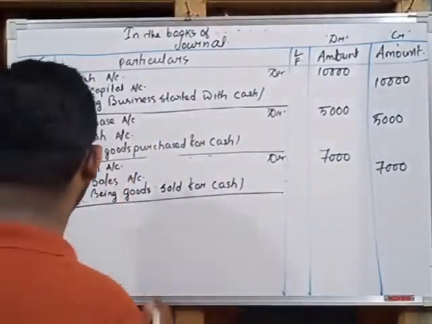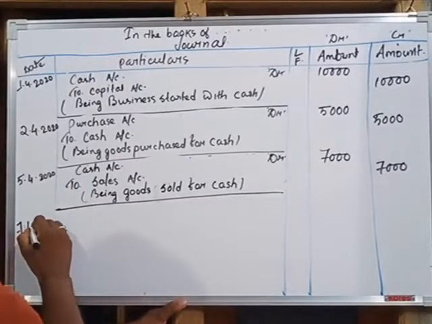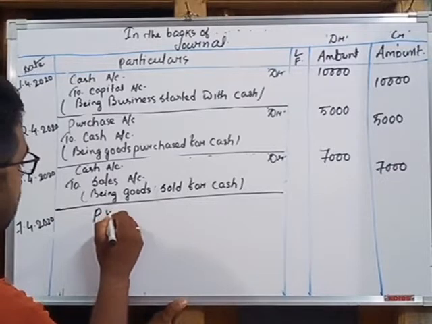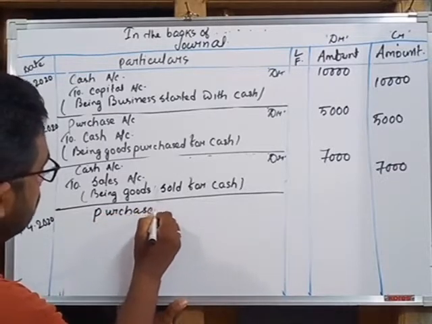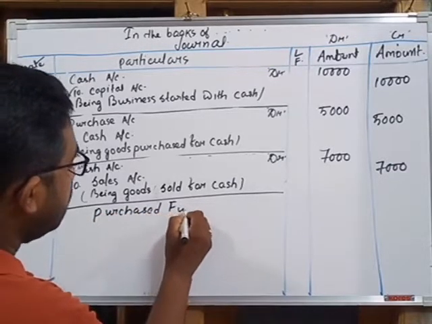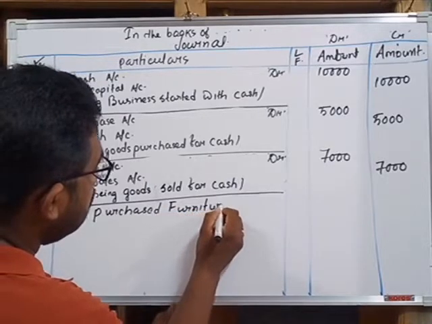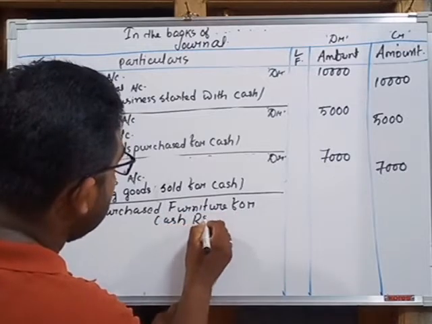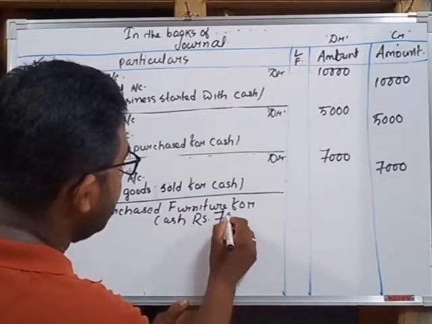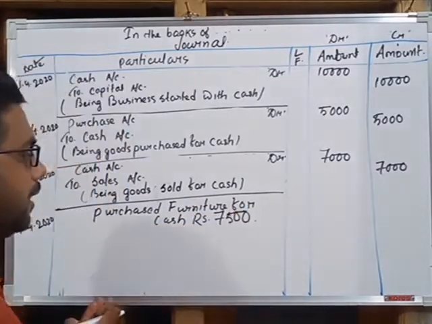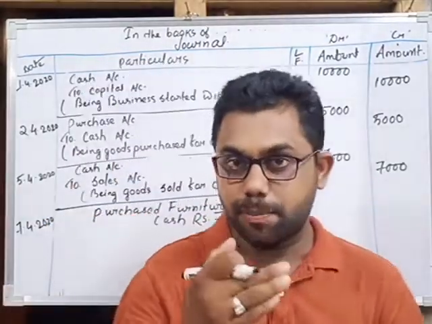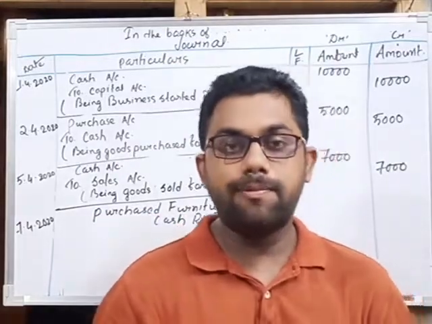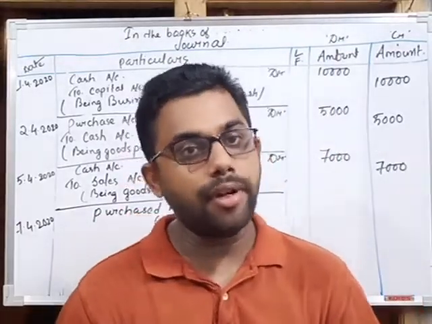Then the next transaction on 7/4/2020: purchased furniture for cash rupees 7,500. That means in that case the business purchased furniture. And why will the business purchase furniture? The business will purchase the furniture for its use.